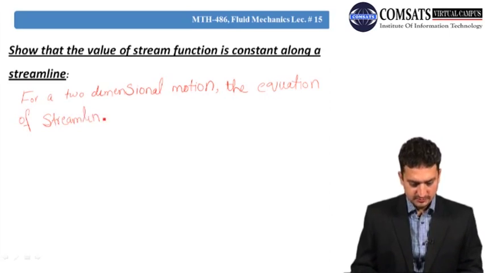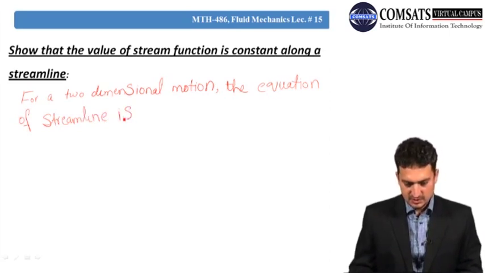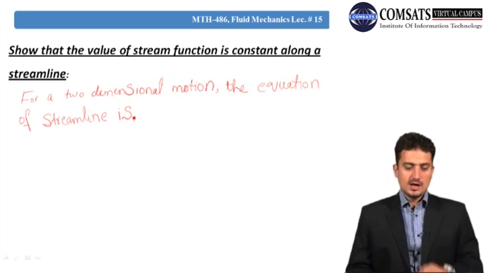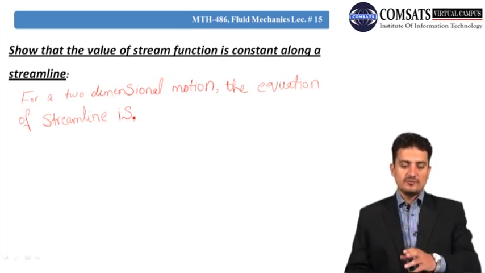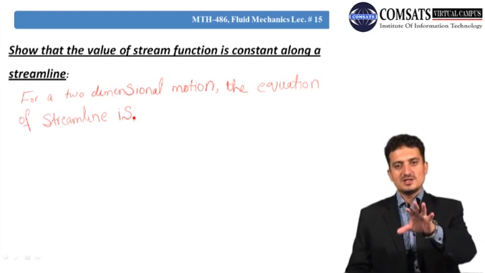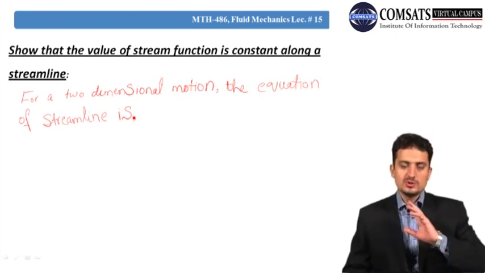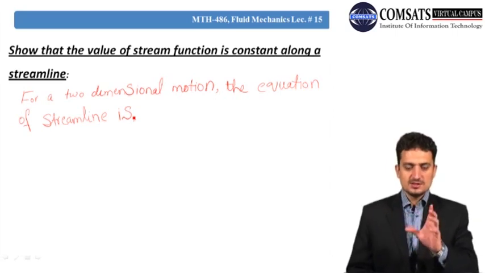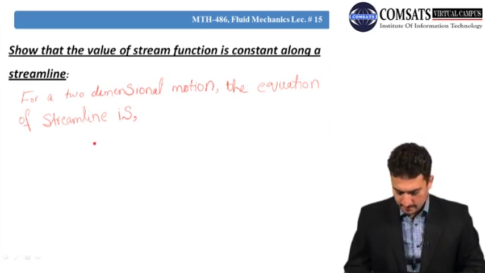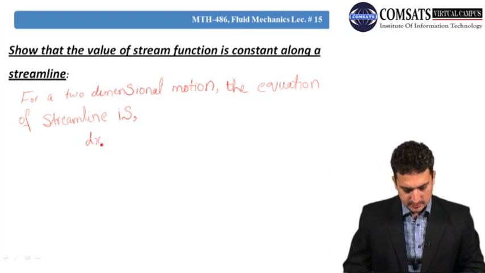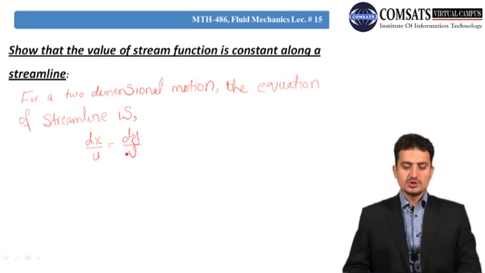Equation of streamline is, now you will be asked what is the equation of streamline for a 2 dimensional motion. So now at this point of time you should be able to pronounce it, you should be able to say it loud that this is the equation of streamline. So the equation of streamline is dx by u equals dy by v.